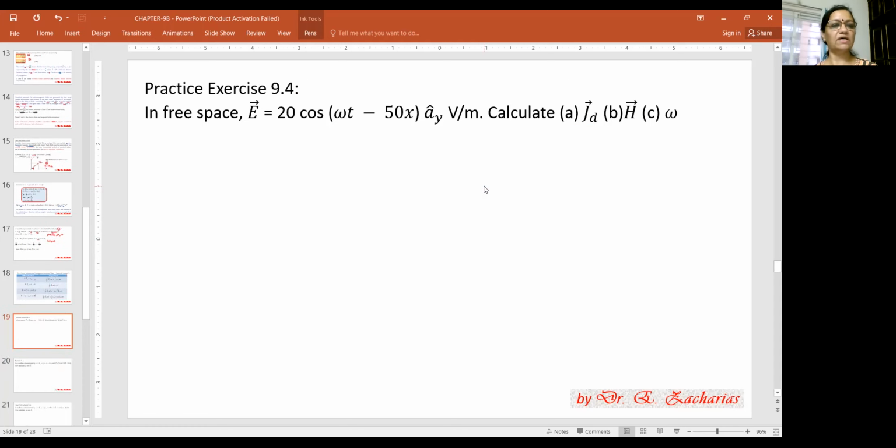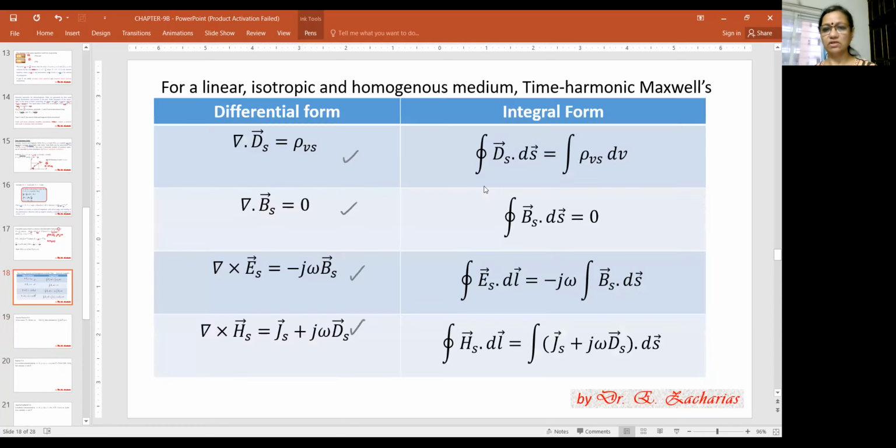Okay, so with this, I should actually be closing the theory of this particular chapter. And now what we have to do next is solving problems. So I will stop my recording.